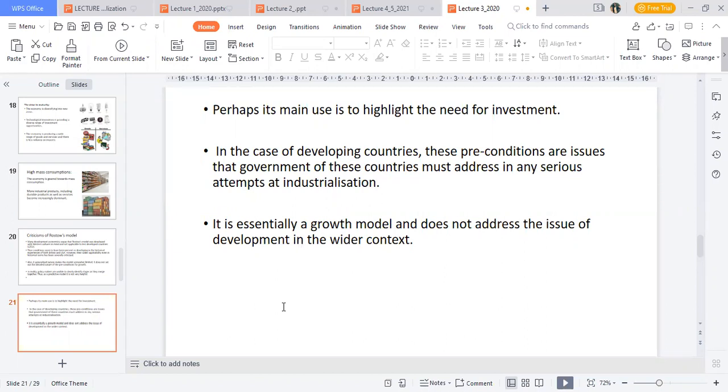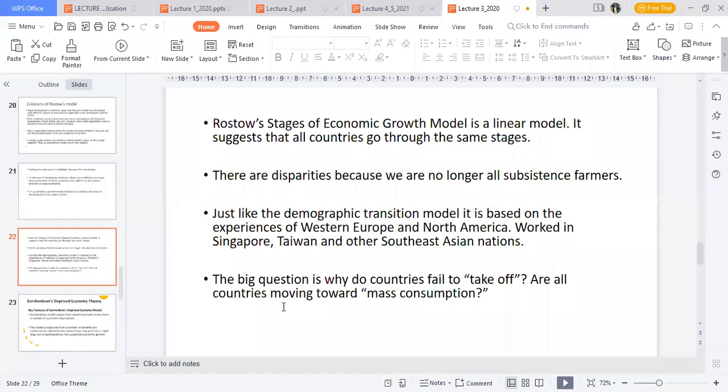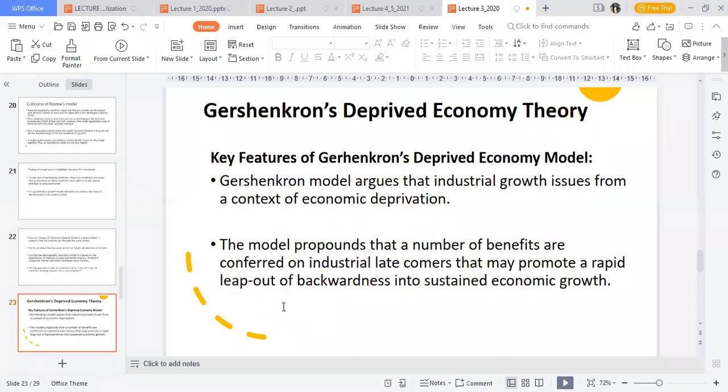And let's look at the last theory. There are more theories. Rostow's stages of economic growth is a linear model. It suggests that all countries go through the same stages, and it's not true. He said all countries that are now industrialized went through the same stages. But there are disparities. Okay. So that is it about Rostow's model.